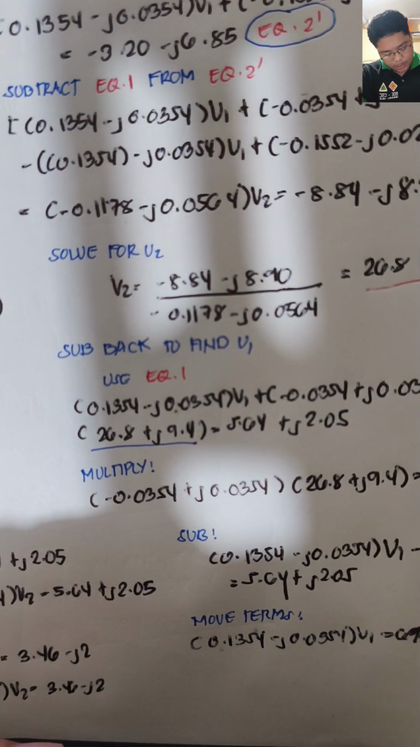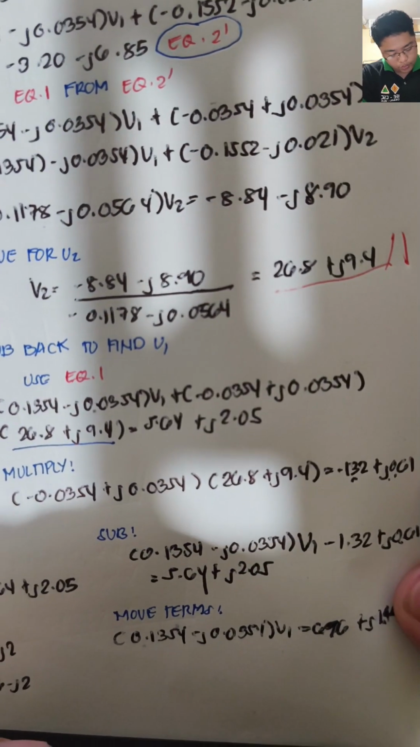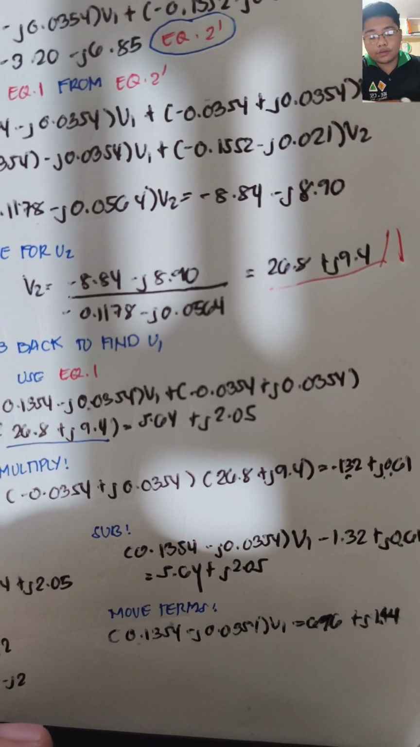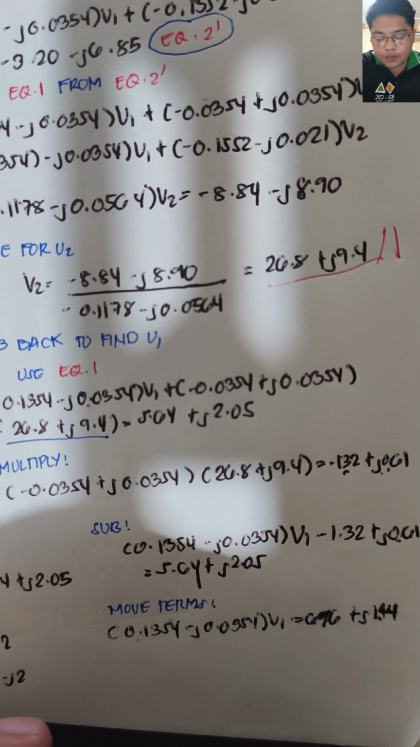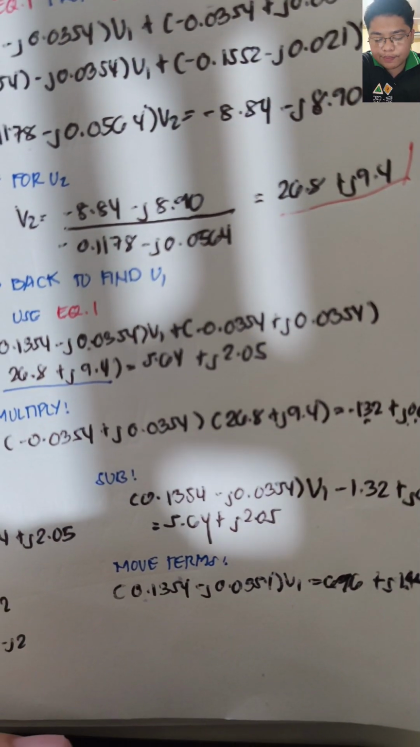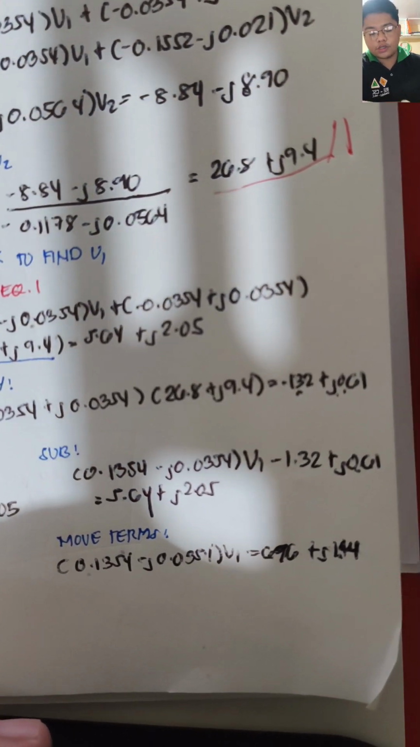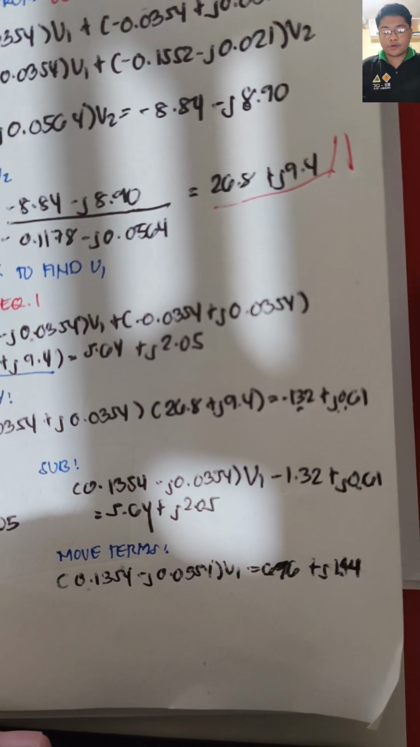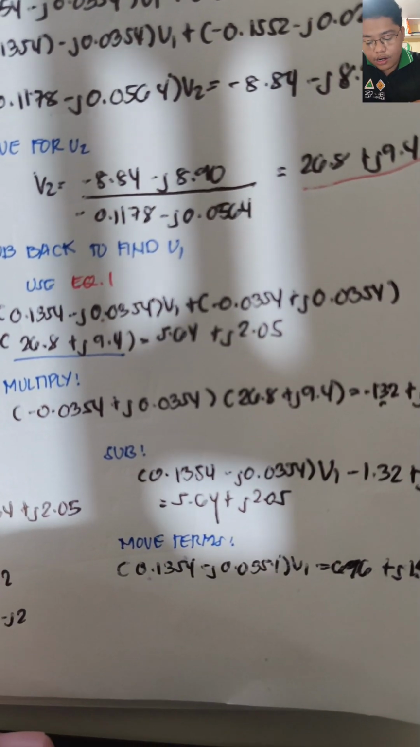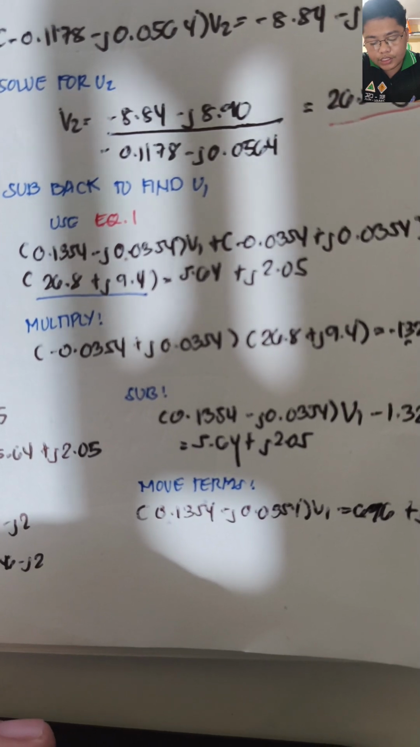Now let's move terms. (0.1354 minus j0.0354) V1 equals 6.96 plus j1.44. Now let's solve for V1. V1 equals (6.96 plus j1.44) over (0.1354 minus j0.0354), which equals 38.5 plus j16.2. So the rectangular form for V1 and V2 is: V1 is 38.5 plus j16.2, and V2 is 26.8 plus j9.4.